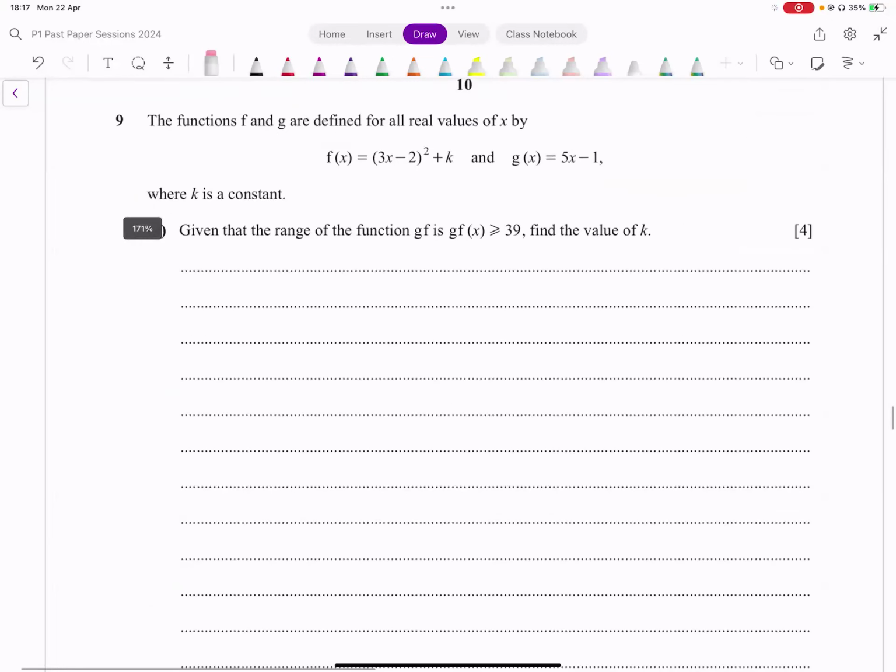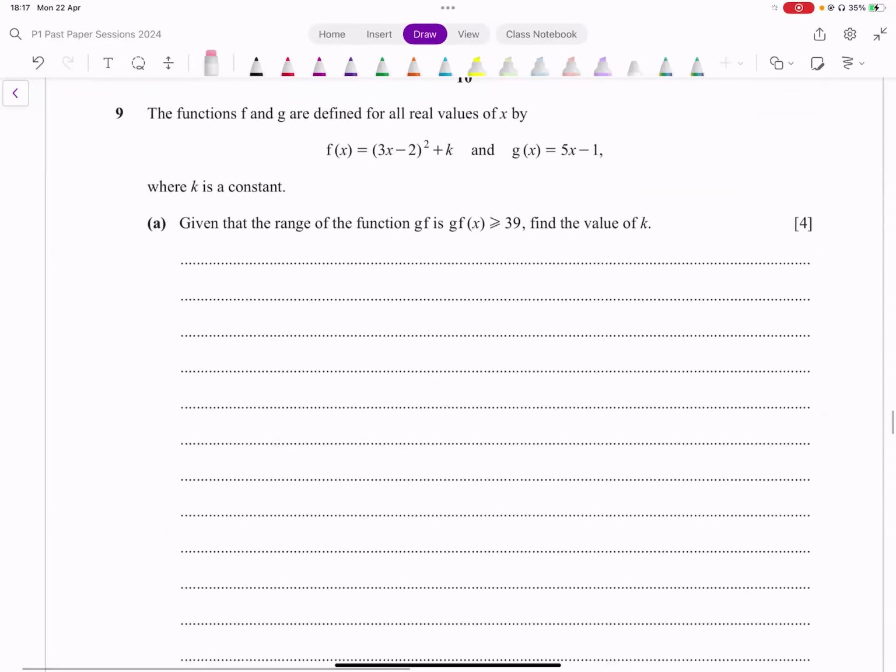Question number 9. Now it says functions f and g are defined for all real values of x by f of x equals (3x minus 2) whole squared plus k and g of x equals 5x minus 1, where k is a constant. Given that the range of the function gf is greater than or equal to 39, gf of x is greater than or equal to 39, find the value of k. Okay, now how do we think about this?